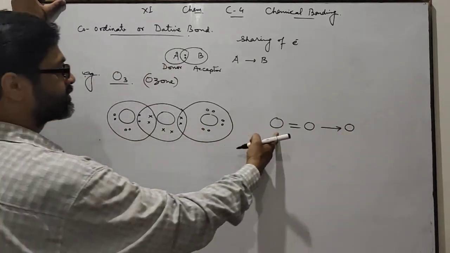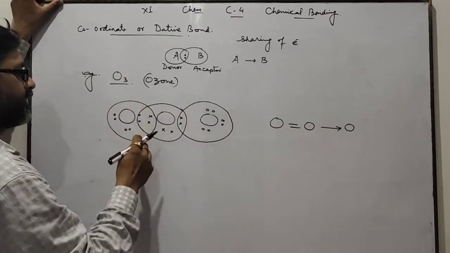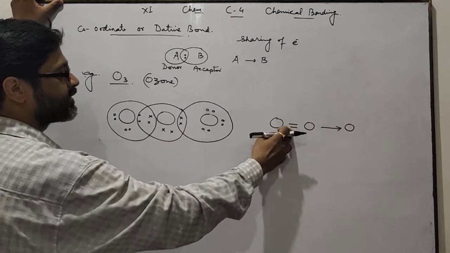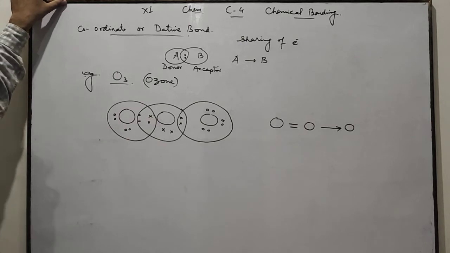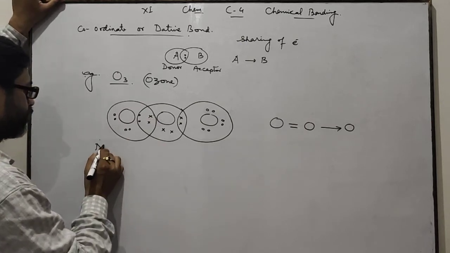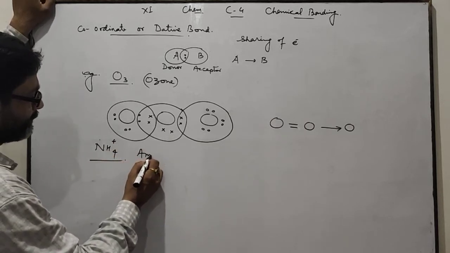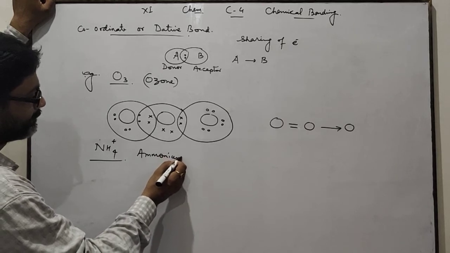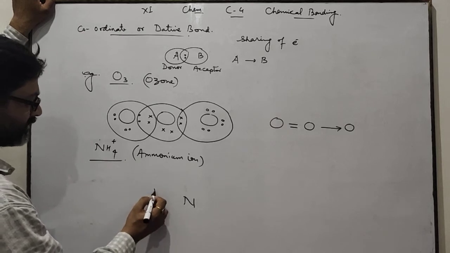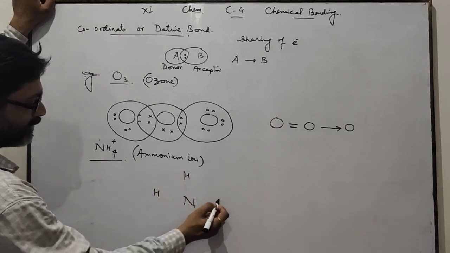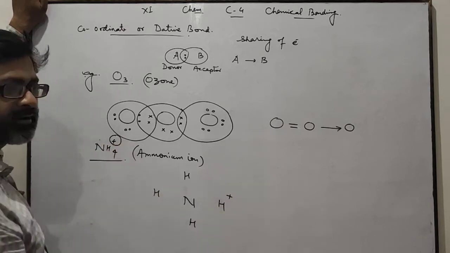Like this, this is the structure of ozone. Here, two covalent bonds are present and this one is the third type of bond, that is coordinate or dative bond. Take one more example like NH4 plus. This one is the ammonium ion. In the ammonium ion, nitrogen is present in the center, surrounded by 4 hydrogen, and this positive charge is present on any one of the hydrogen atoms.